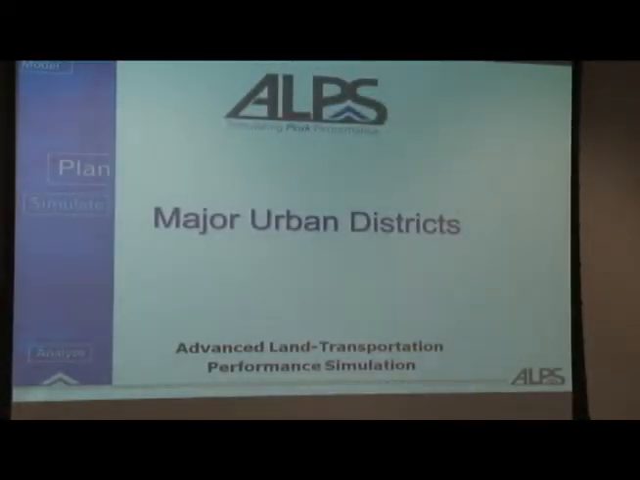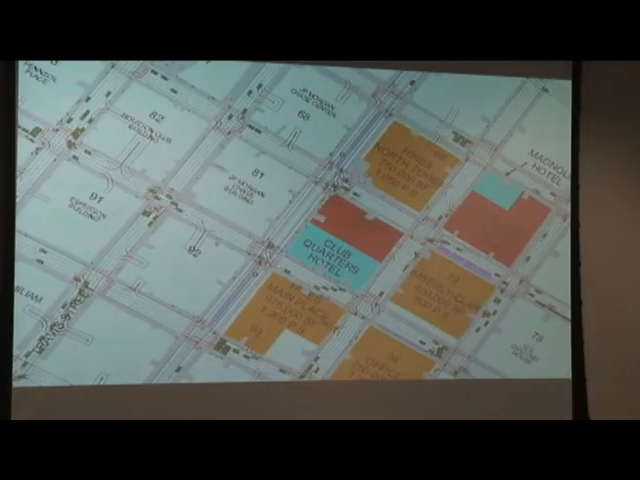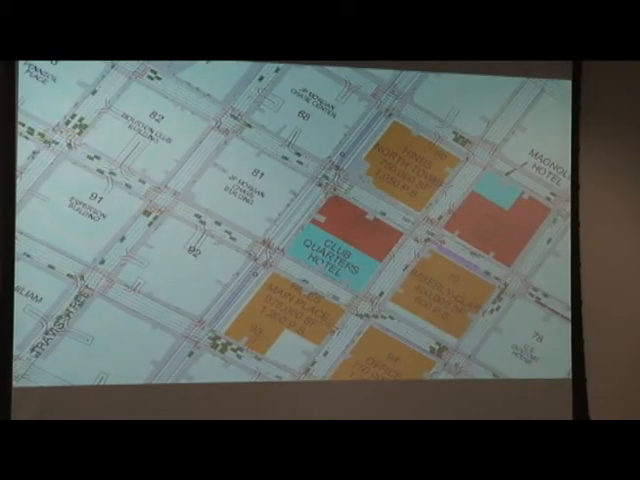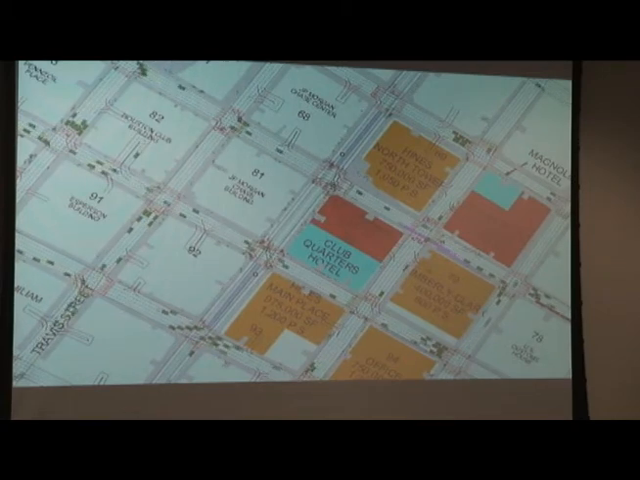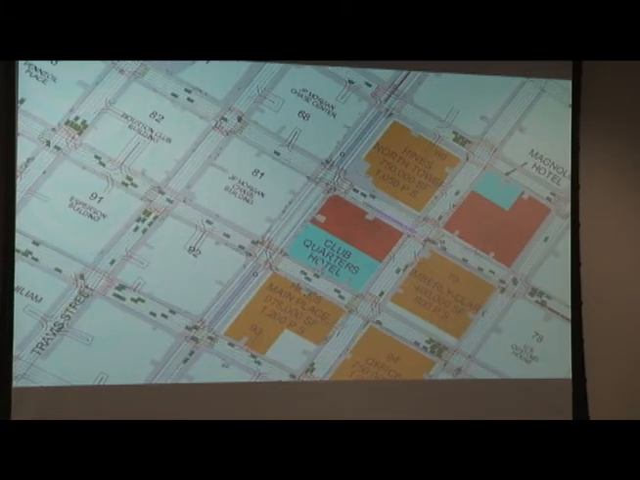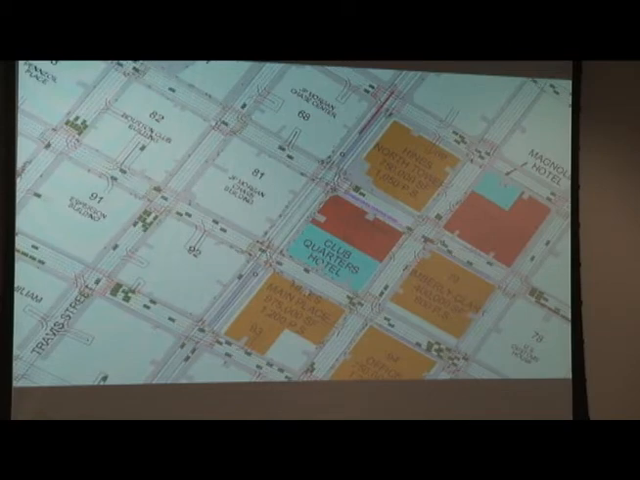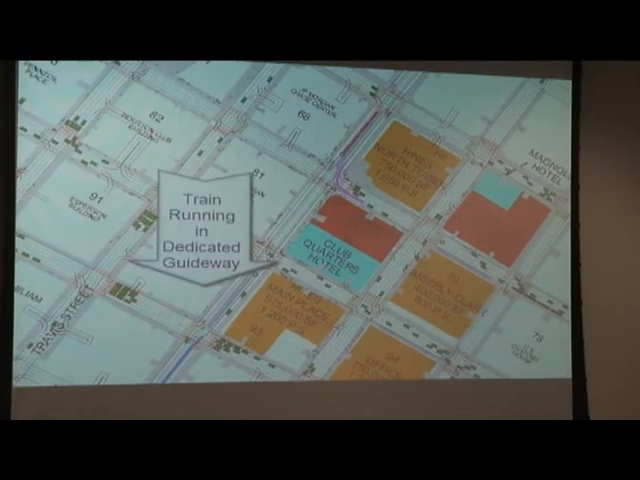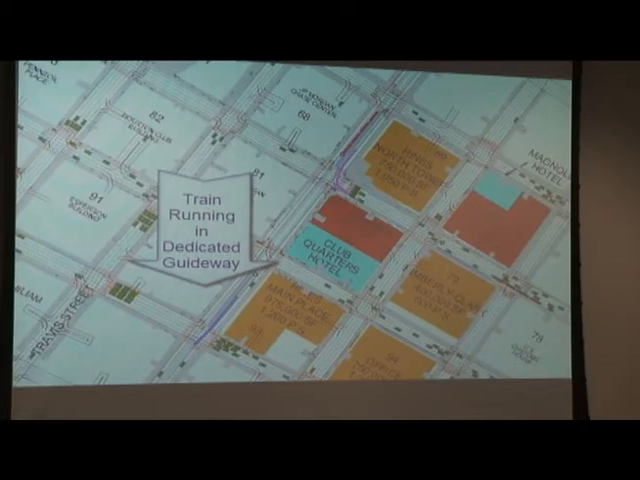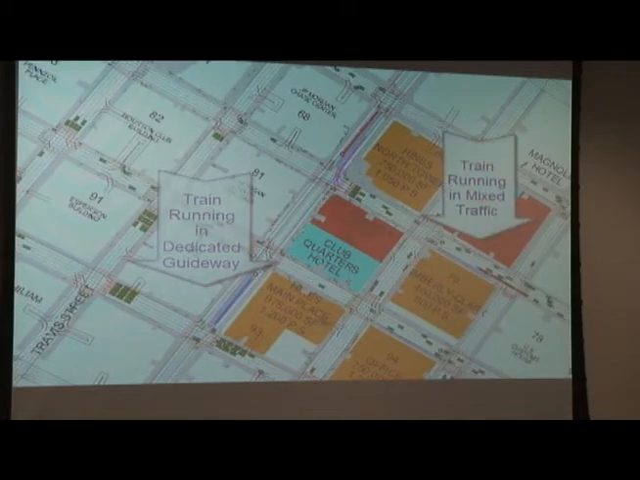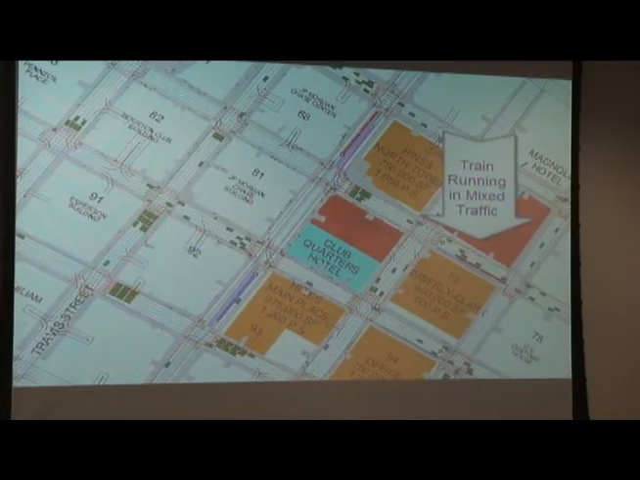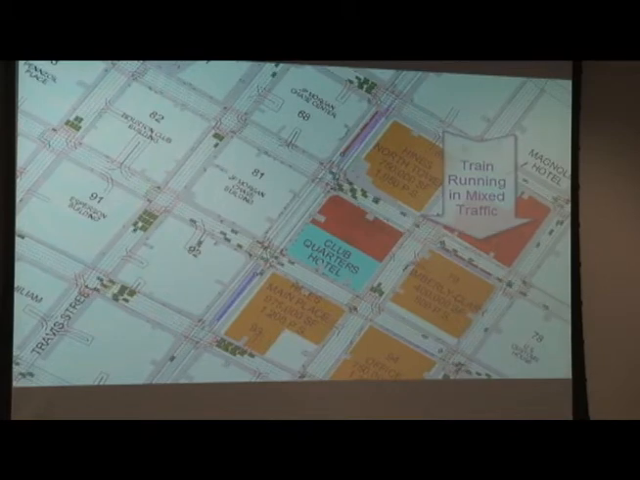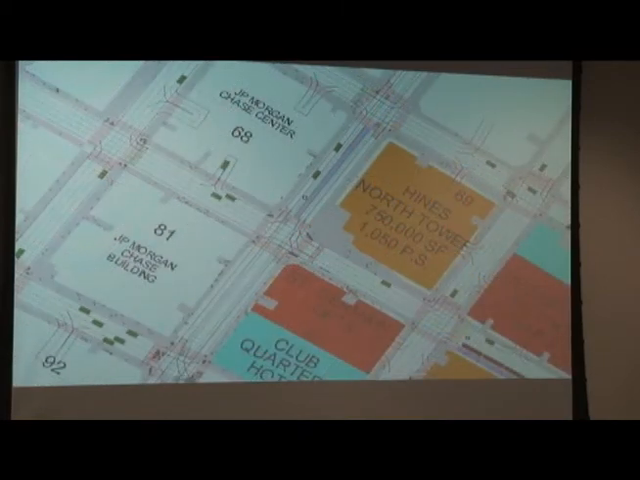Urban districts are also very important. This particular one is Houston. This was a model that we did a couple of years ago for Houston Metro. They had us specifically look at the pedestrian environment in downtown where the two rail lines are going to come together. It included the Main Street line that's running in a dedicated guideway, as well as the new line along Capitol and Rusk that's going to be running in mixed traffic flow.